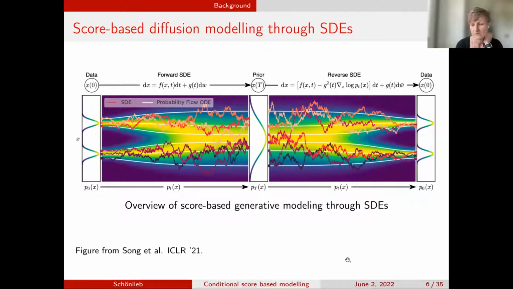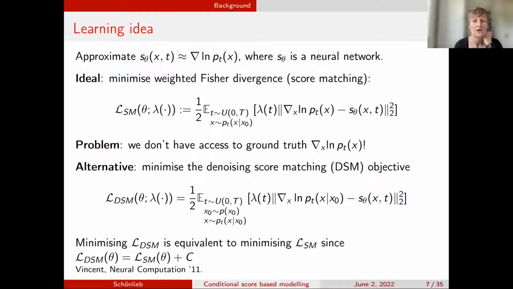where they combined this idea of score modeling with this result of Anderson. So how do you do this? Everything depends on whether you can approximate this gradient of the log density, and so ideally, you would approximate the gradient of the log density with a neural network. This is the whole idea, that we call S theta. And how do we train this network S theta?